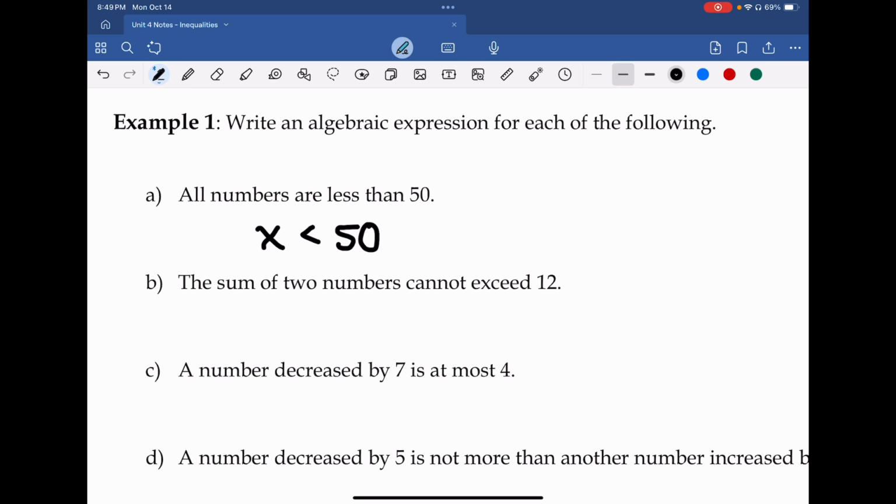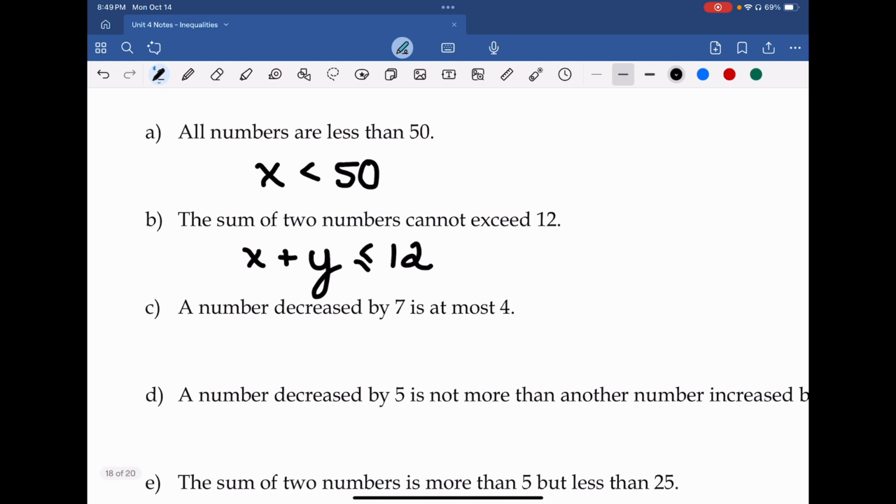The sum of two numbers cannot exceed 12. Well, if I add x plus y, so I'm going to take two random arbitrary numbers, x and y, I add them together. If it cannot exceed 12, it just means it strictly has to be less than or equal to 12, because if it's less than or equal to 12, even if it gets to 12, as long as it doesn't go to something like 12.1 or let's say 13, we're good.